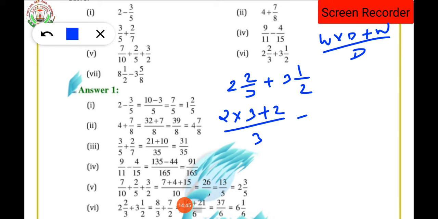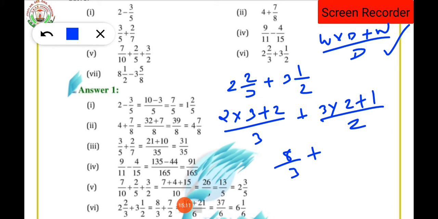Okay, so by using this, do you remember this? You had already studied this formula in fifth and sixth class. So again, whole into denominator plus numerator upon 2. So 2 into 3 is 6, isn't it? 6 plus 2 is 8, so 8 by 3. Plus, next we are having 3 into 2 is 6. 6 plus 1 is 7 by 2.